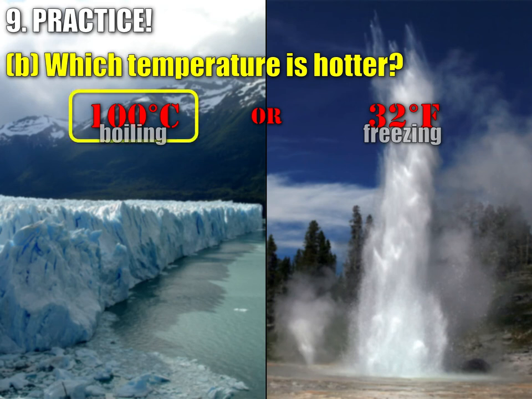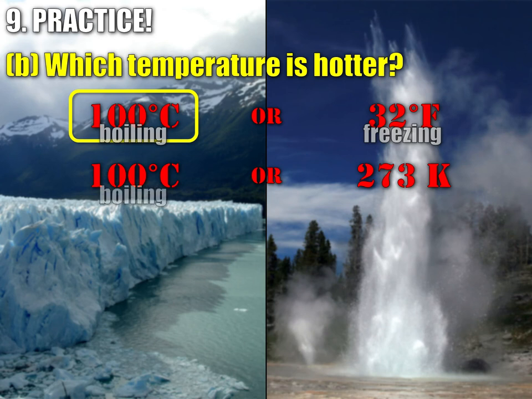Let's look at another example. 100 degrees Celsius or 273 Kelvin, which temperature is hotter? Here's an example where picking the bigger number actually gets you the wrong answer. So 100 degrees Celsius, again, that's boiling. But 273 Kelvin, that's freezing. That's the freezing point of water. So notice that boiling is hotter than freezing. 100 Celsius is greater than 273 Kelvin. Don't let this confuse you. You need to look at what the temperature is, not what the numbers are.